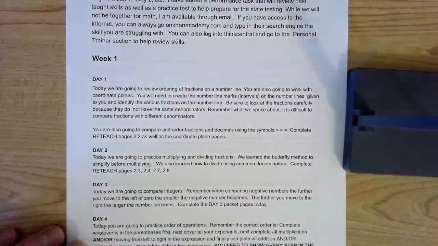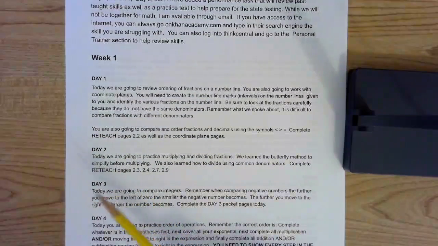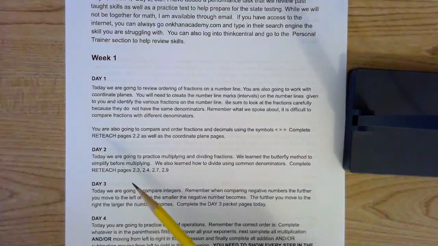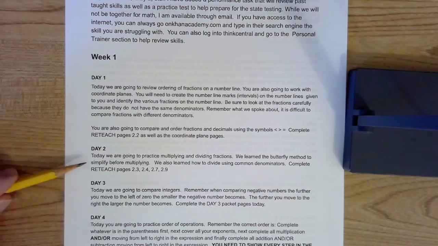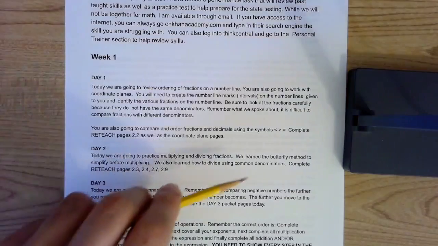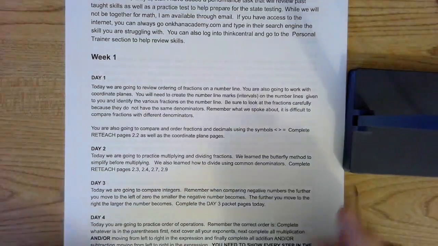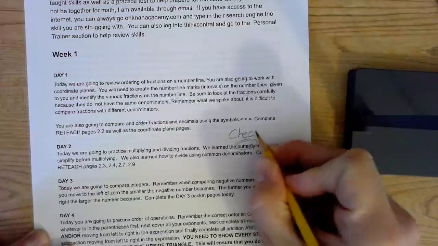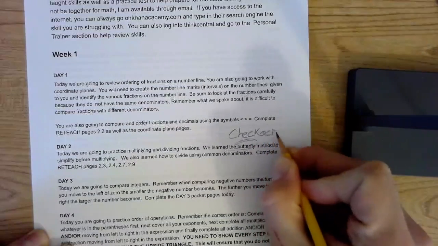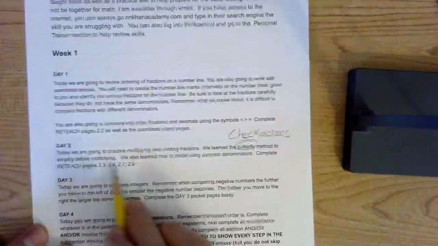So I wanted to put this out here as well. I'm going to just talk about day 2 briefly, so that way every day from now on I can at least have the next day's work uploaded, so you'll be ready. We're going to continue from that chapter 2 stuff. It says here, today we're going to practice multiplying and dividing fractions. We learned the butterfly method. Now, I was actually working on this with another teacher. We didn't call it the butterfly method. We called it check across, right? Check across method to simplify before multiplying.